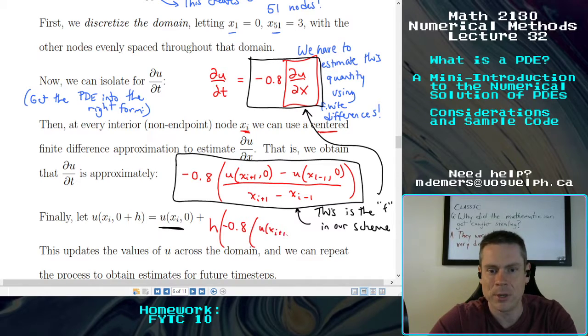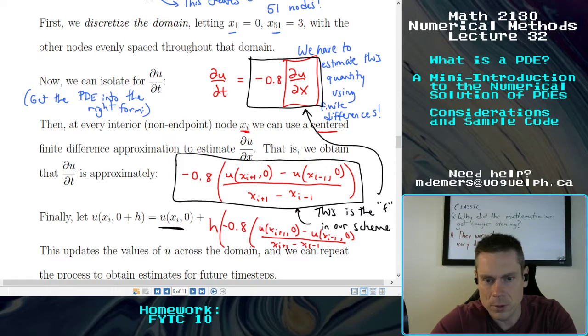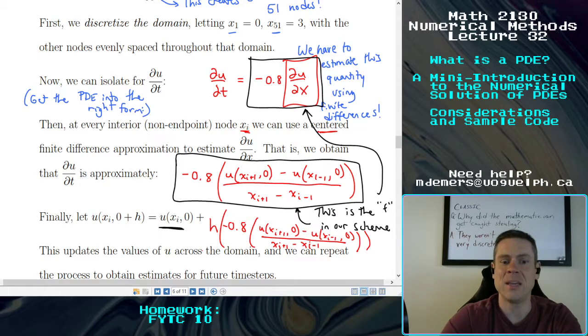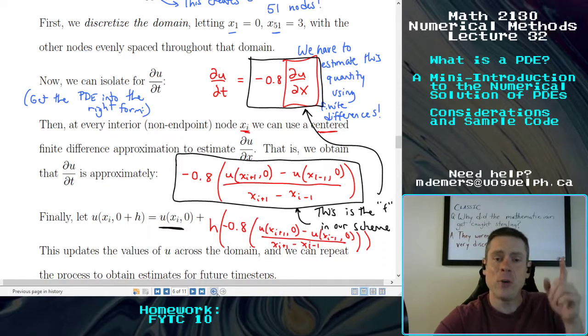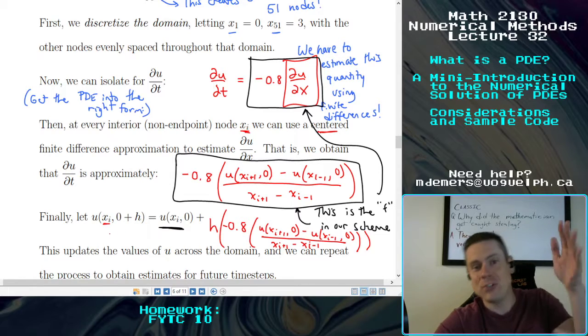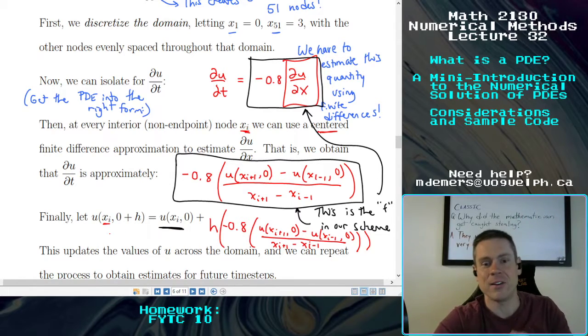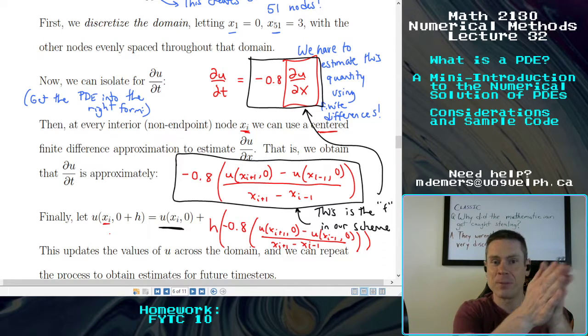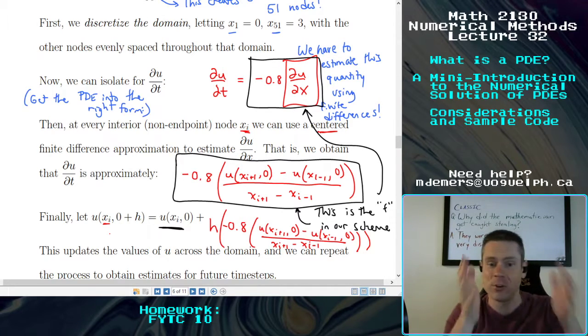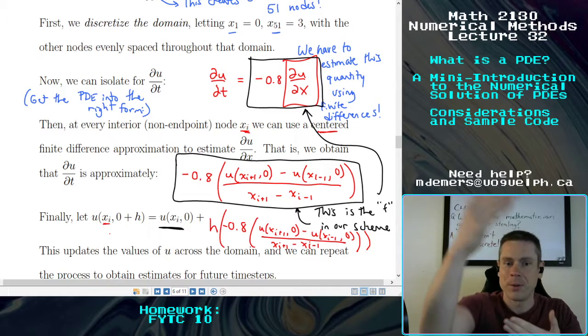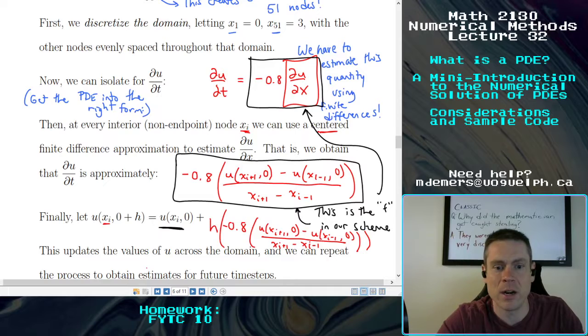U of xi plus 1, 0, minus u xi minus 1, 0, all over xi plus 1 minus xi minus 1. Like this. Close bracket, and this is how the scheme is going to work. That's going to update u at the node xi, but I have to do this same thing at every single one of the interior nodes. And it's using data from the node in front of it and the node behind it to estimate the derivative. And it's going to evolve forward by that quantity h.